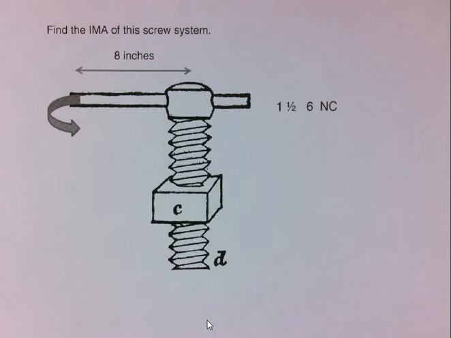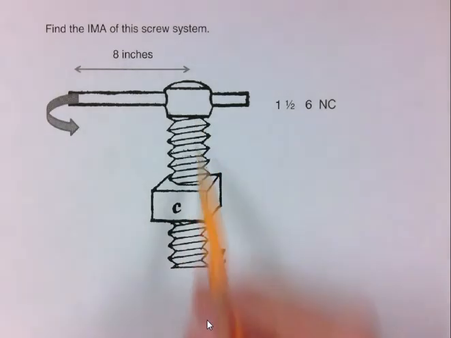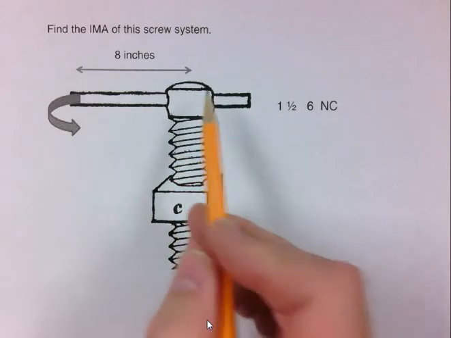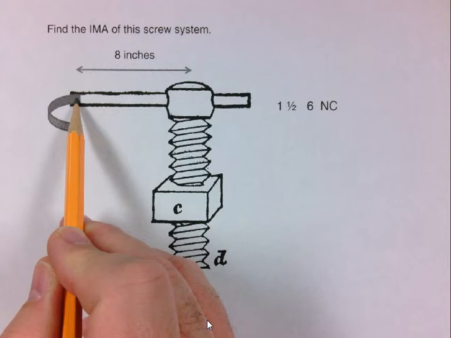Hello. We're going to solve two simple machine problems. The first one's going to be calculating the IMA of a screw system. As you notice here, we have the screw, but we also have an arm here that helps us turn the screw. From the center here to the edge where we're grabbing is 8 inches.